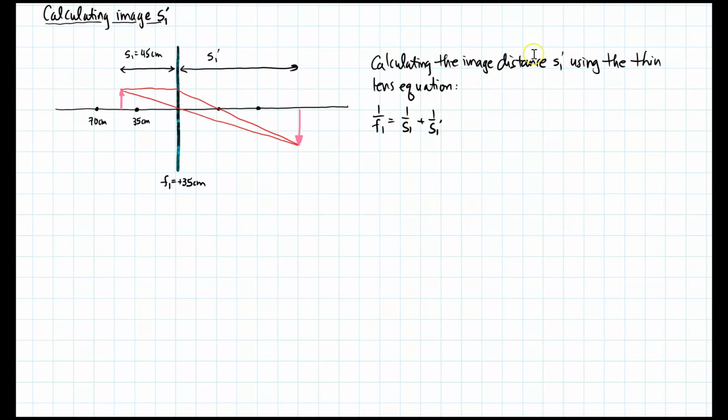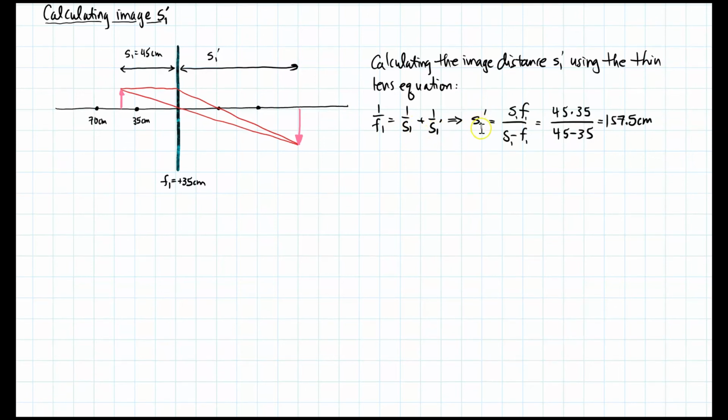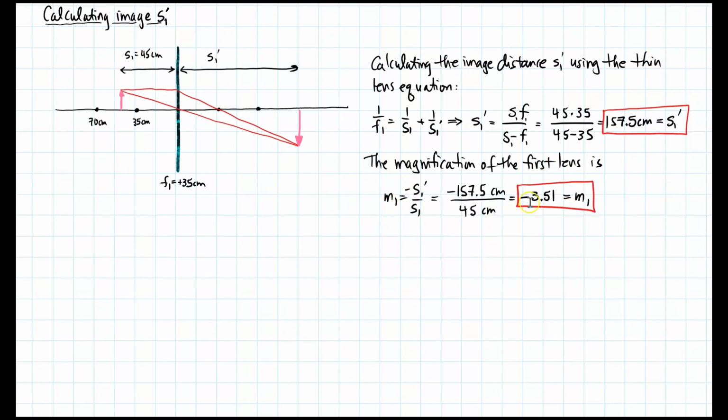Calculating the image distance S1 prime using the thin lens equation. Here's my equation, so now I have to solve for S1 prime, and I get an image distance S1 prime of 157.5 centimeters. Magnification of the first lens is then M1 equal to minus S1 prime over S1, which is minus 3.5, equals M1.